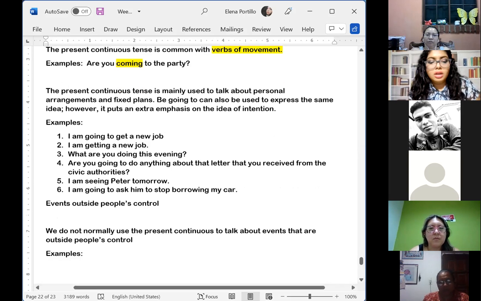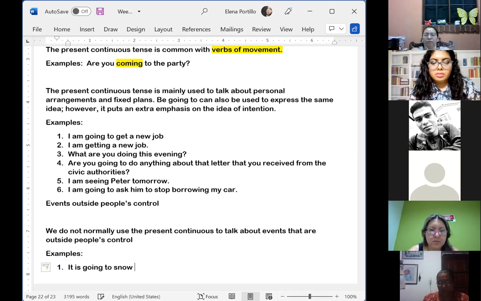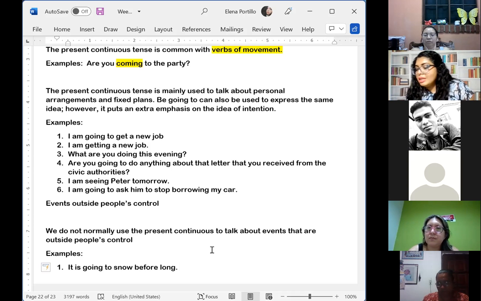And we have some examples. Number one, it says, it is going to snow before long. Va a nevar después de tanto. That's the sentence. And it says, not it is snowing before long. In this case, it is going to snow, something that is not certain. En este caso vamos a utilizar el going to porque no es algo que está seguro que vaya a pasar. No podemos asegurar porque no sabemos exactamente si va a pasar o no.